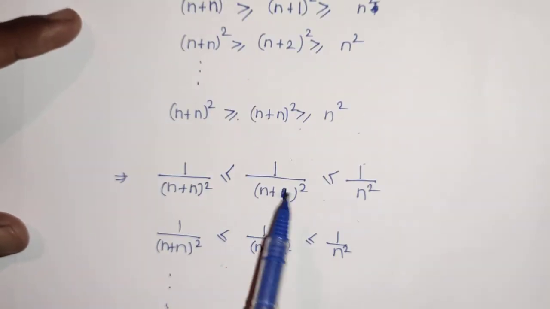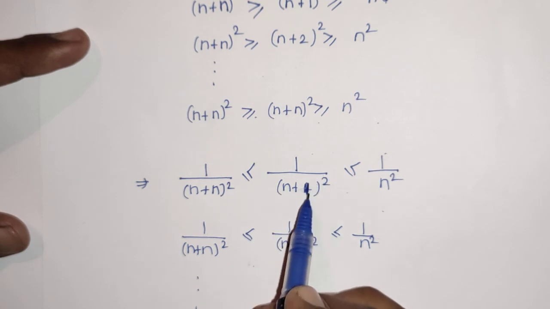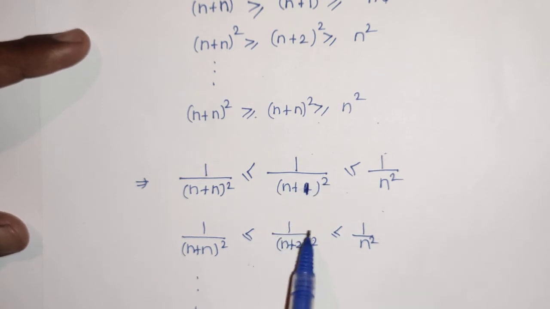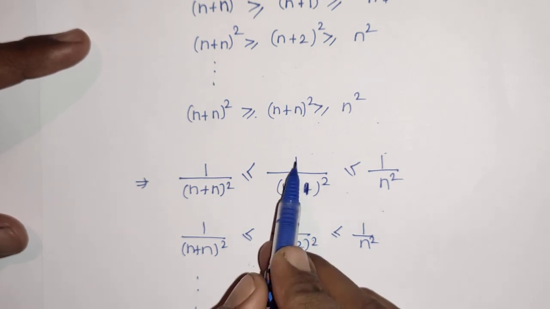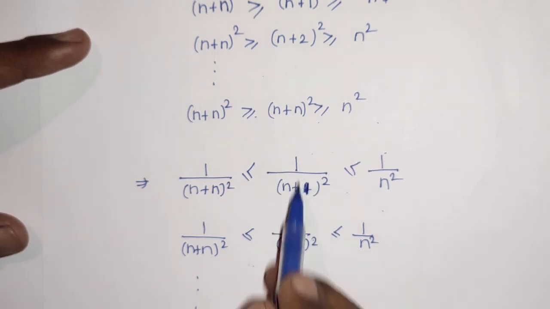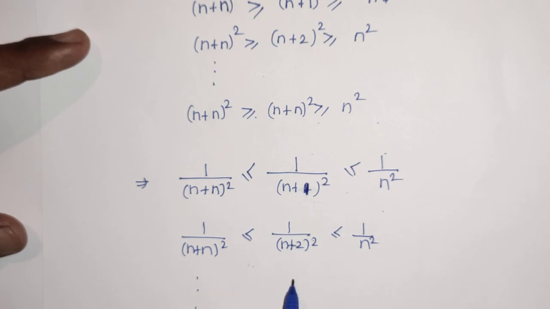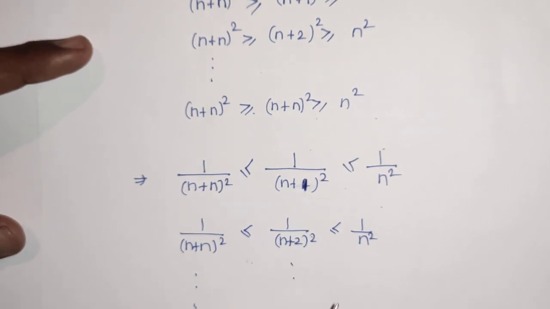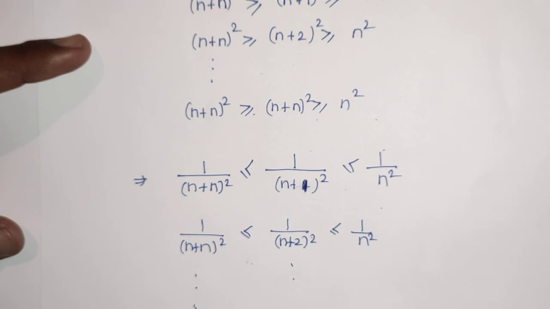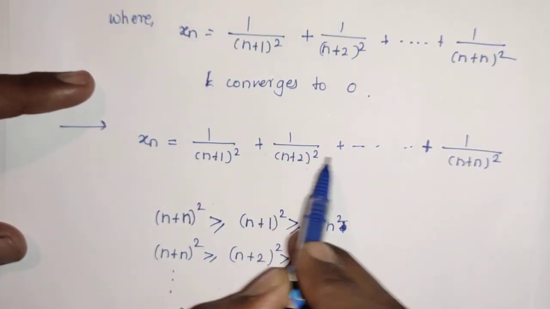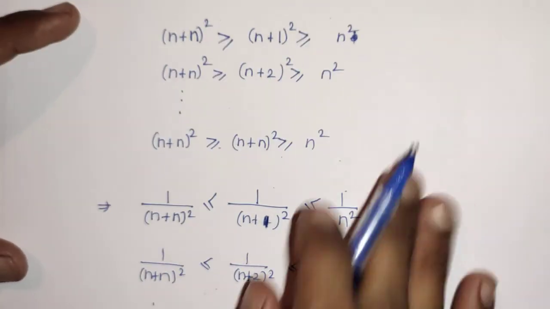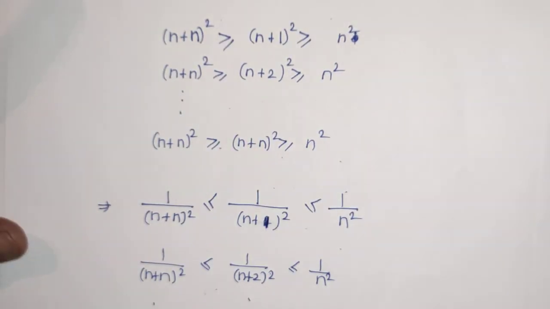Now if we check these terms, 1 upon (n+1)^2, 1 upon (n+2)^2, and so on, in the middle of these inequalities, and we add this term with this, then again add these two with the third term and so on, we get this addition equal to xn, because xn is 1 upon (n+1)^2 plus 1 upon (n+2)^2 plus up to 1 upon (n+n)^2. If we add these terms, we get xn.